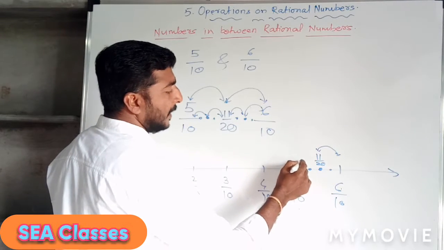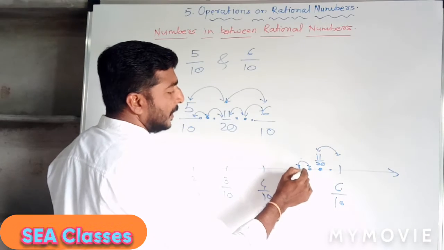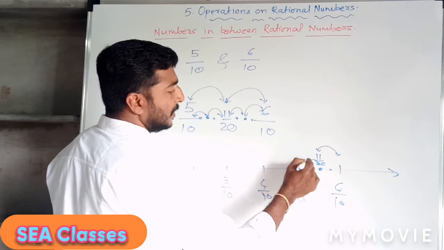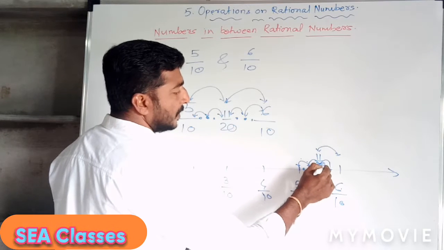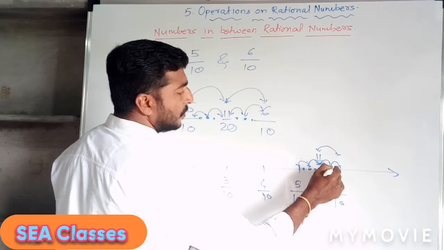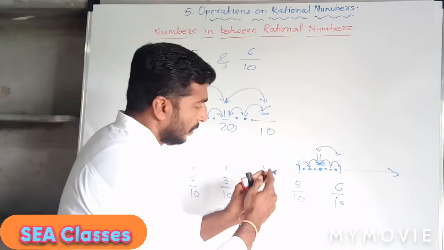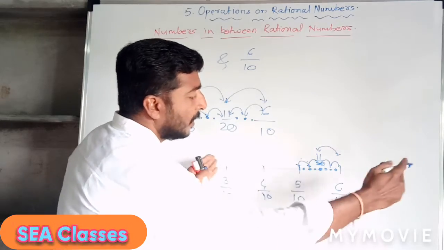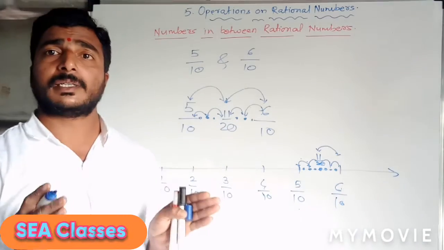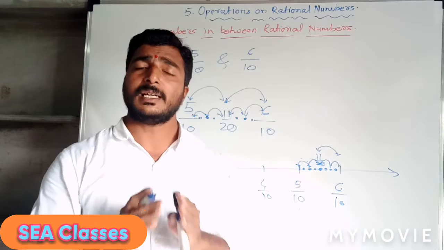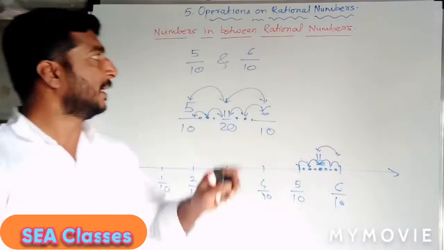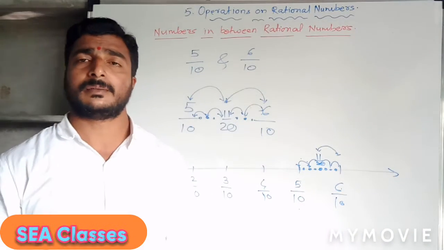Again this 5 upon 10 and this midpoint will have some midpoint here. Again you will see between these two there will be some midpoint. Again between these two there will be some midpoint, and each of that midpoint will be a rational number. So we can see there are a lot of rational numbers lying between the given two rational numbers. So there are infinite rational numbers lying between the given two rational numbers.